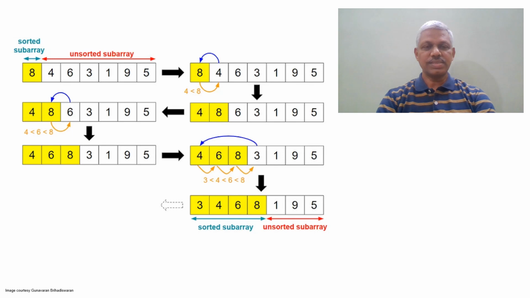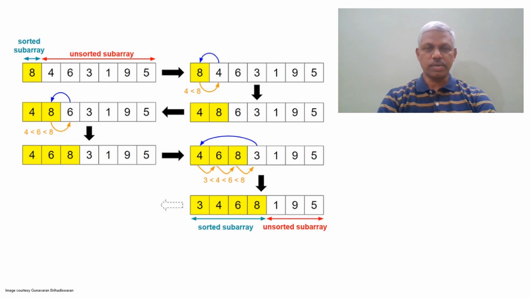Then the next element is 3. 3 is compared with 8, and 3 and 8 will be swapped. 3 will be compared with 6. 3 is less than 6, so again swapped. Again 3 will be compared with the predecessor 4. 3 is less than 4, so 3 will be swapped with 4. So like this, after all the swappings are done, 3, 4, 6, 8 is the sorted subarray, and all the remaining part is unsorted.